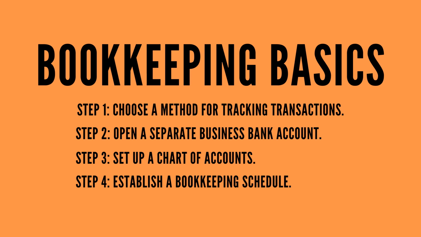Step 3, set up a chart of accounts. Your chart of accounts categorizes every transaction into groups like revenue, rent, payroll, and so on. This is key for financial reports. Example: a small restaurant might have a chart of accounts that includes food costs, sales, rent, and utilities to track various expenses and income.